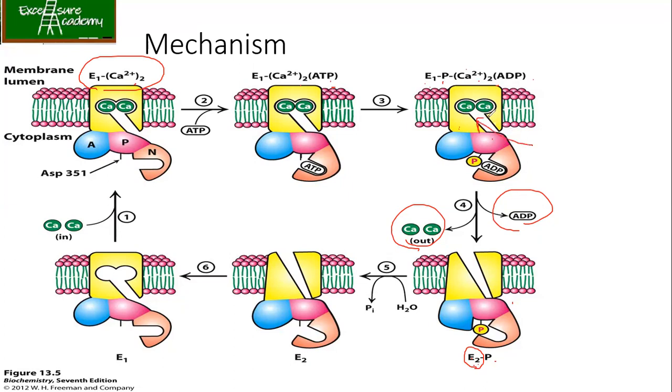ये यहाँ से open होके यहाँ पे bind हुआ है. Now it has opened from the top. So there's a conformational change, and because of which now the enzyme is in second state. So ये E2 हो गया है.